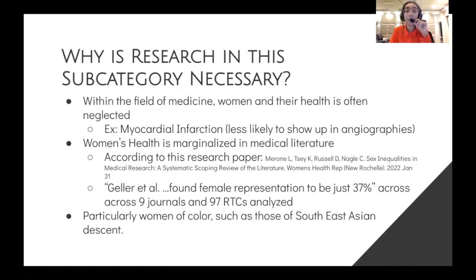In fact, according to this research paper that studied various medical research articles, female representation was just at 37%. Of course, this is also an issue when it comes to studying the female reproductive system. The field of gynecology and obstetrics, in particular gynecology, suffers from less research happening in it, which is why it's so important that more research be happening in this area. This is particularly true for women of color, such as those of Southeast Asian descent, which my research will primarily target.